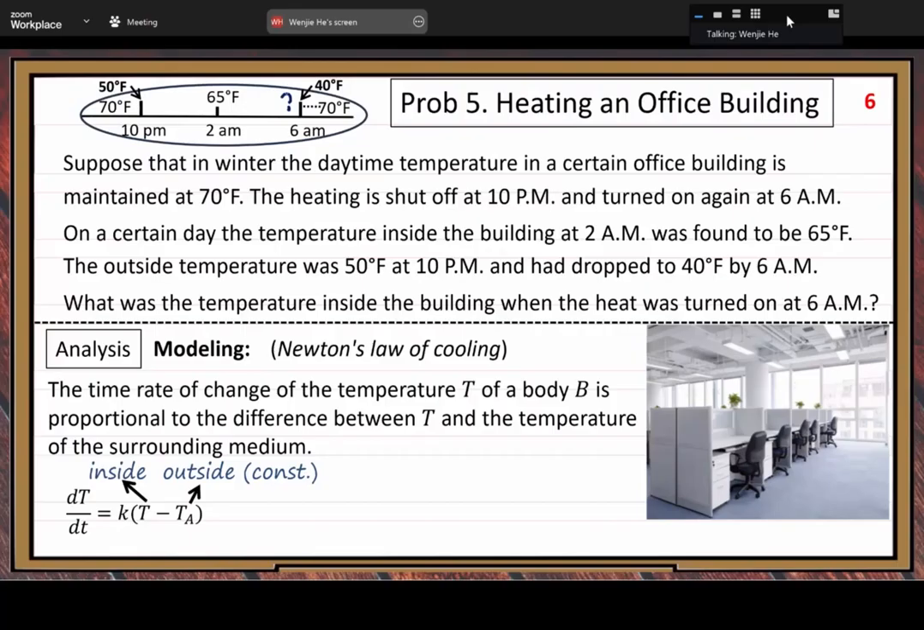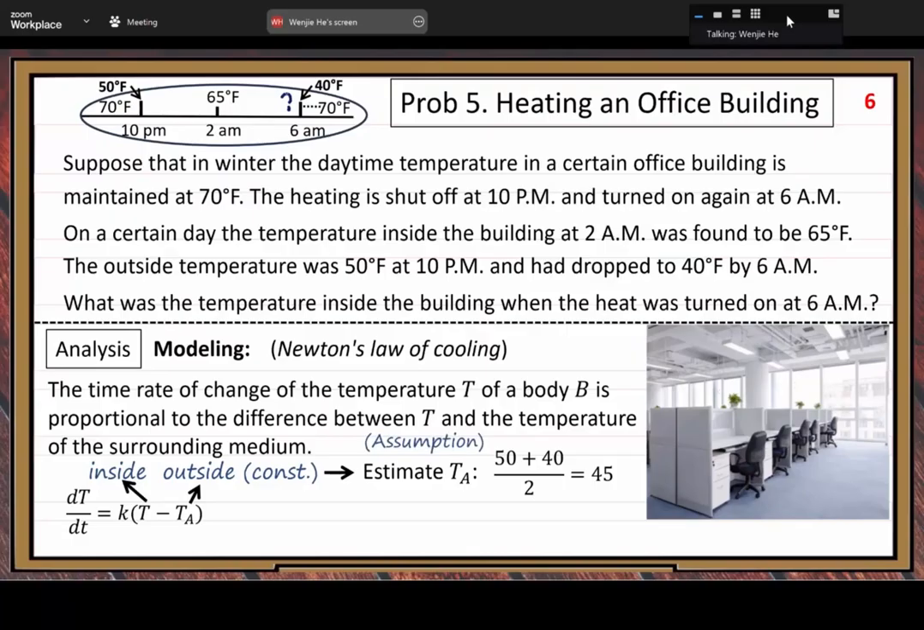The way is we estimate T sub A, because in this equation we have to use a constant T sub A. What is the best choice of T sub A? A simple estimate is we just take the average of those two temperatures: 50 and 40 add up, divided by 2, is 45. Because we need to use one constant number, we feel the best one for us to use here is 45 degrees. Now we are ready.